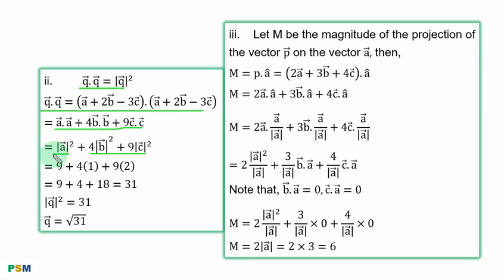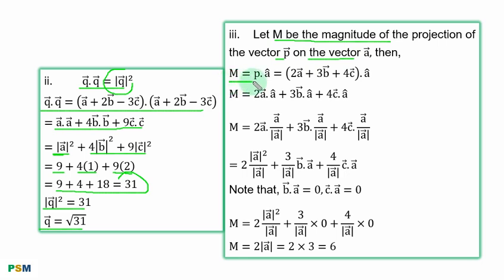The magnitude of vector A is 3. When you square it, you have 9. This is for the magnitude of vector B square and that of vector C square. When you simplify and add, you have 31. You equate 31 to the square of the magnitude of vector Q. You have it in this form. To get the magnitude of Q, take the square root of both sides, and the magnitude of vector Q is equal to square root of 31.